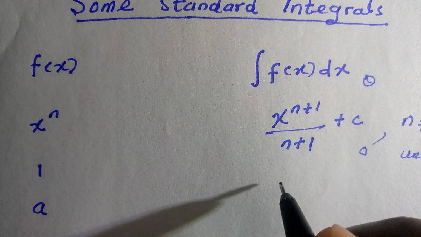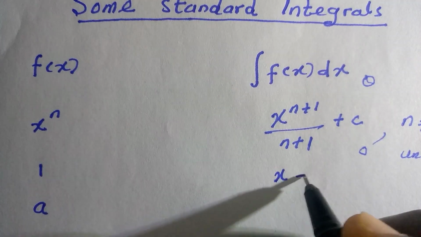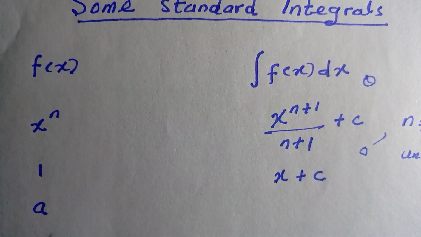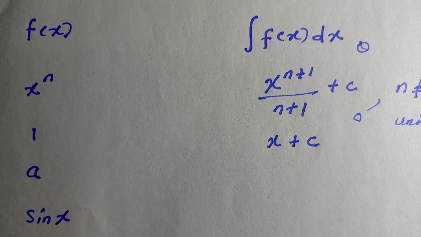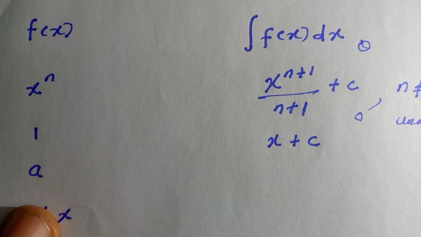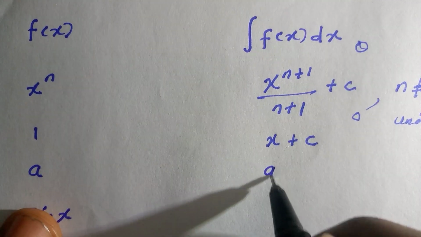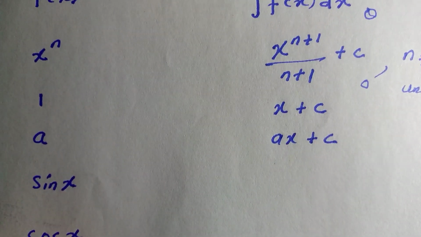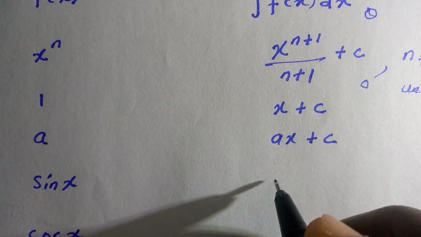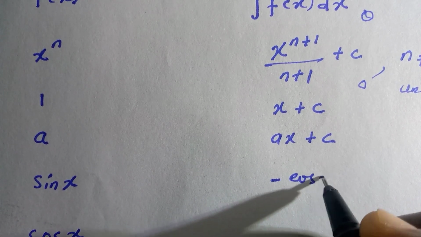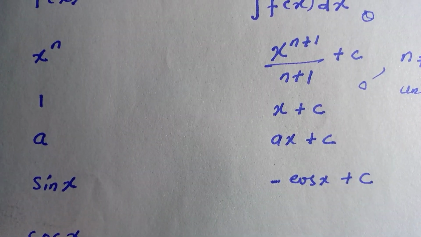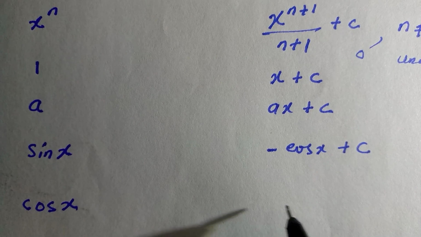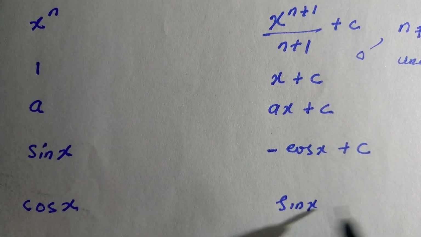Just like you multiply x with 1, x multiplied by 1 is x plus constant. And this next one is the integral of a, and that is you multiply x with a, which is ax plus the constant, followed by the integral of sine x, that is minus cos x plus the constant, and followed by cos x, which is sine x plus c.